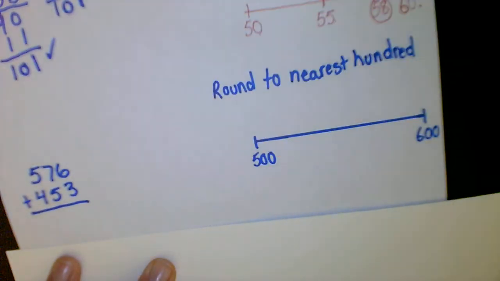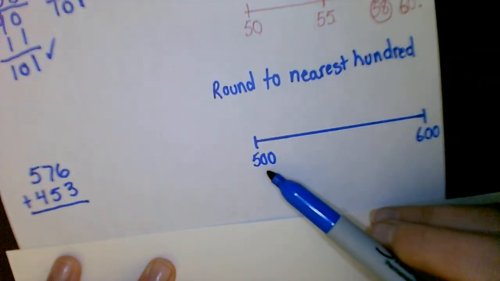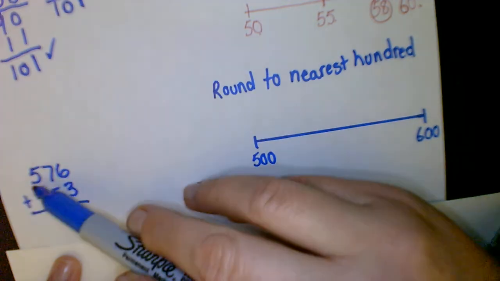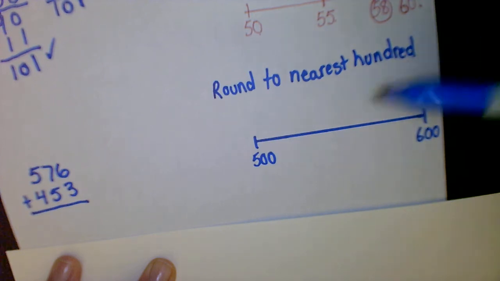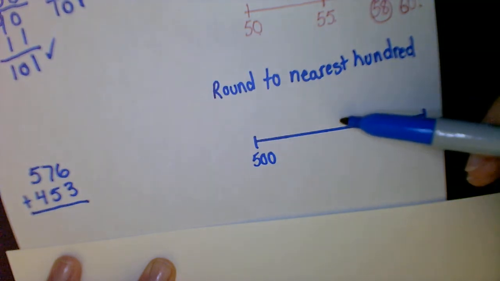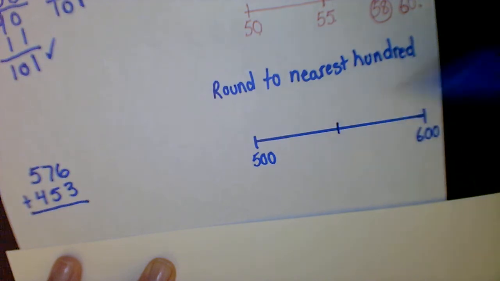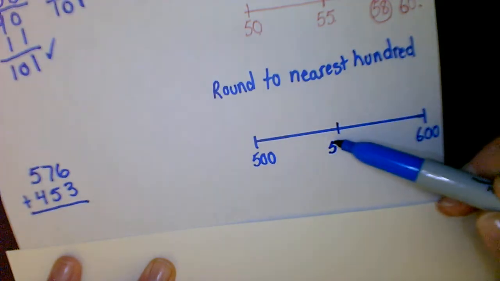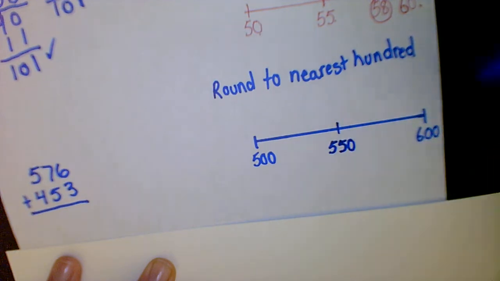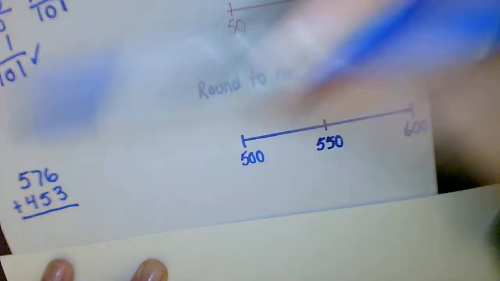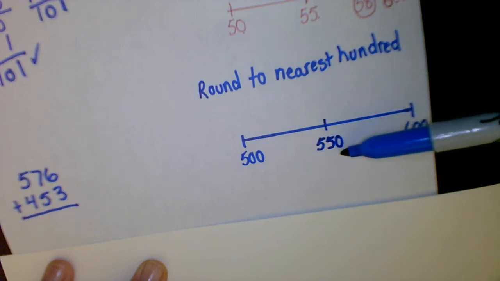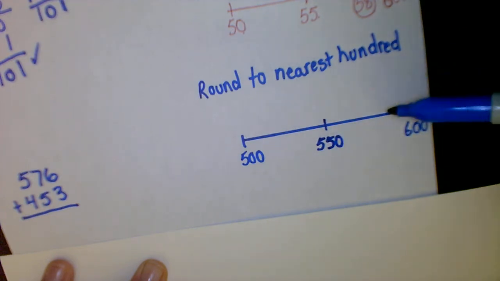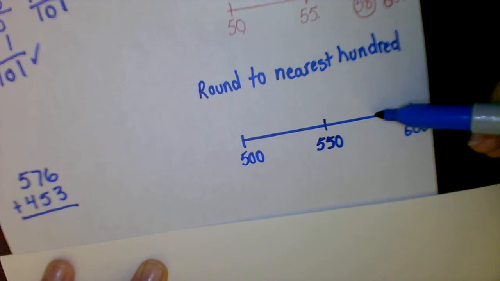So 576, first of all, I know it's going to be between 500. It's more than 500, but it's less than 600. So I have 600 at the end of my number line. And just like we did above, we're going to find the middle point. I know that that is going to be 550. So let's place 576 on our number line now. I know that it is greater than 550, so it's going to be about here.